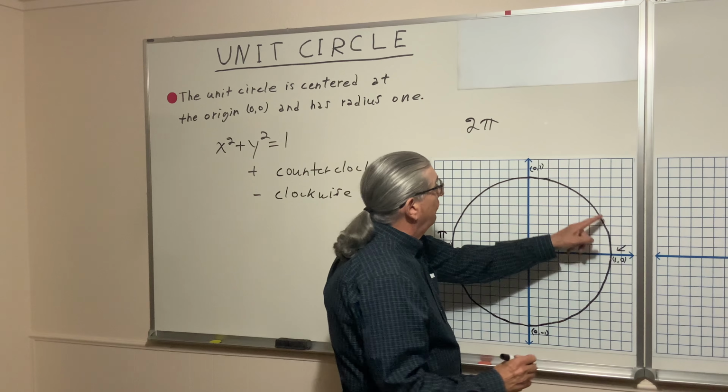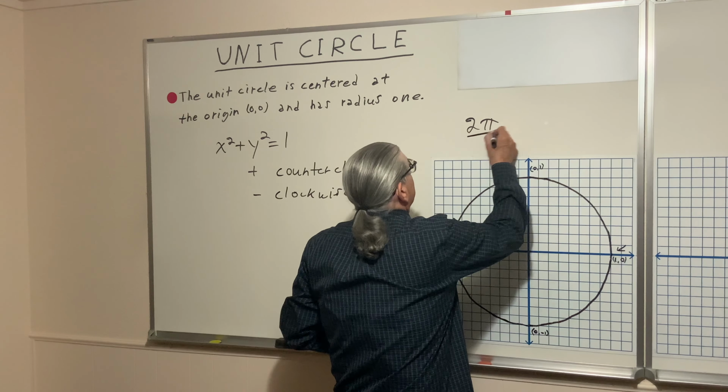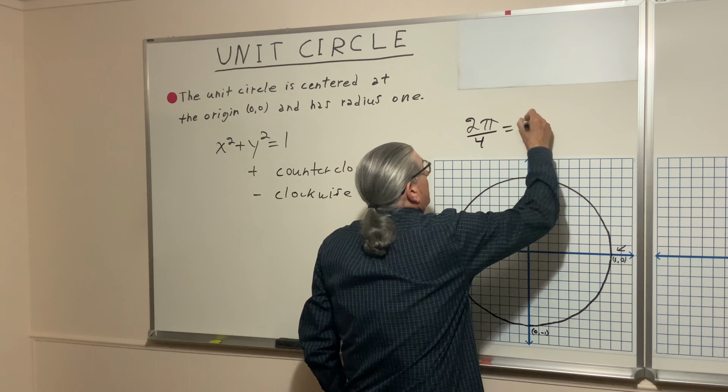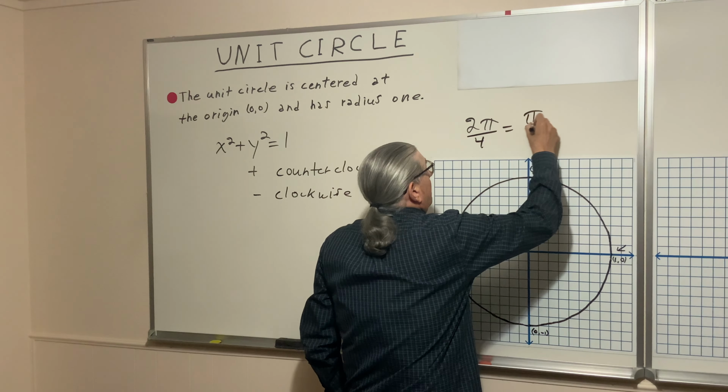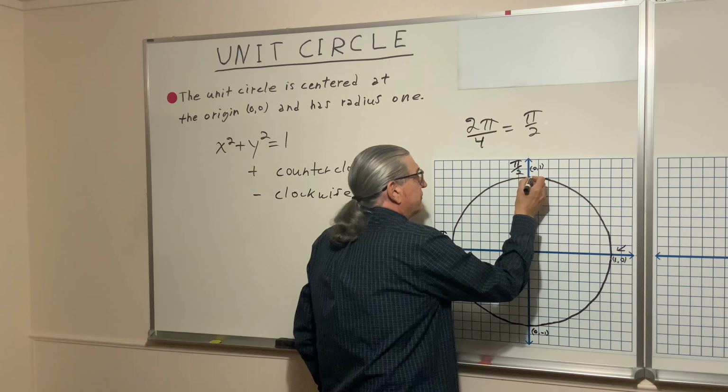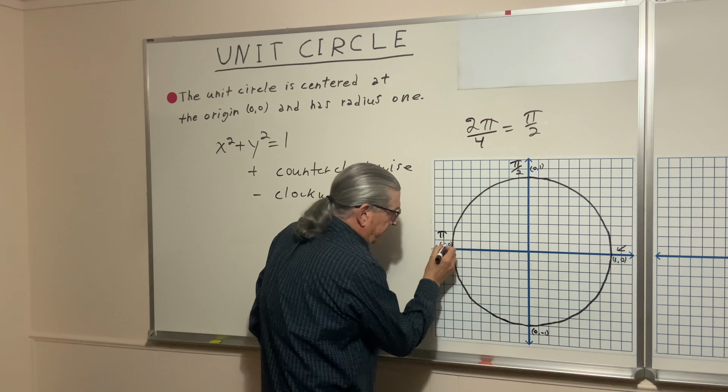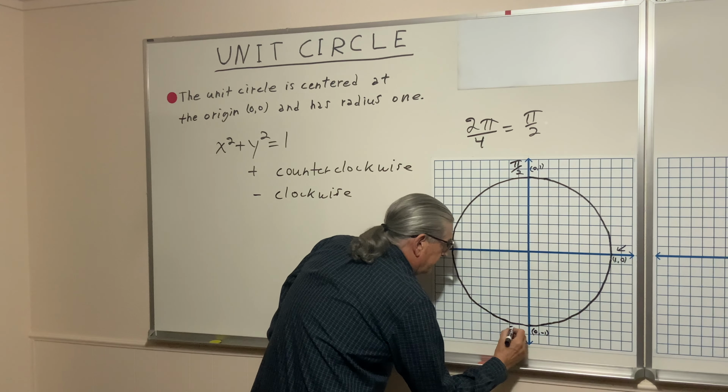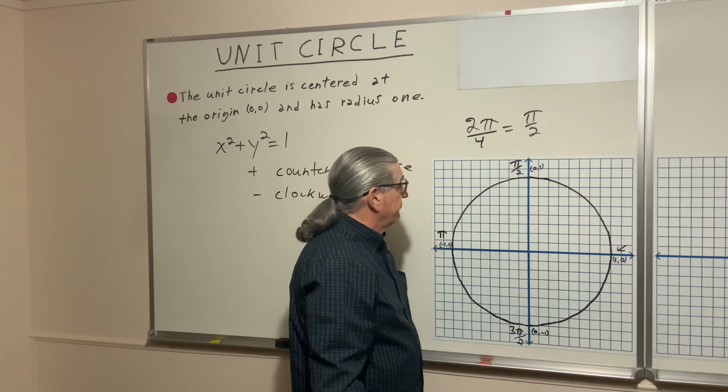If we go 1/4 of the way around, it would be 2 pi over 4, which is pi over 2. So this distance here to here is pi over 2. From here to here is pi. And of course, if we go down here, this is 3 pi over 2. And back we get to 2 pi.